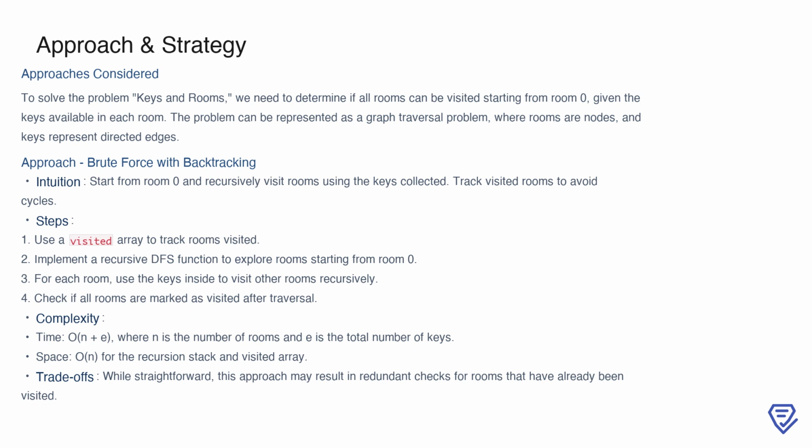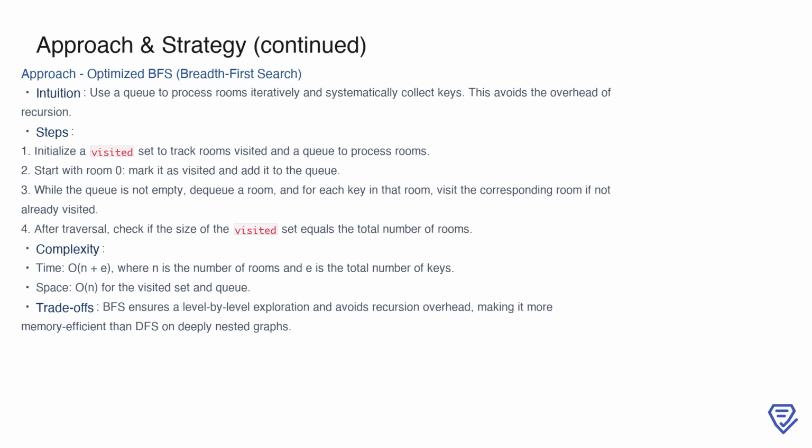For example, despite its linear time complexity of O(n + e), where n is the number of rooms and e is the total number of keys, it can result in redundant checks for rooms that have already been visited. Additionally, it uses space for both the recursion stack and the visited array, which can make it less efficient for deeply nested graphs. An optimized approach to solving this problem is to use breadth-first search, or BFS.